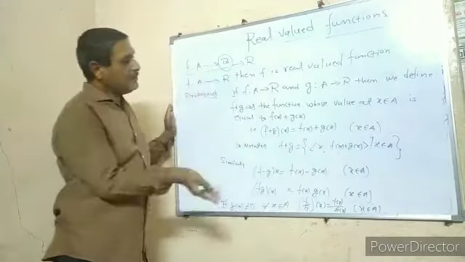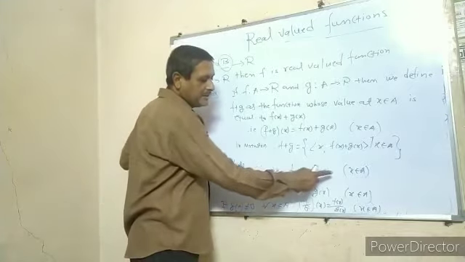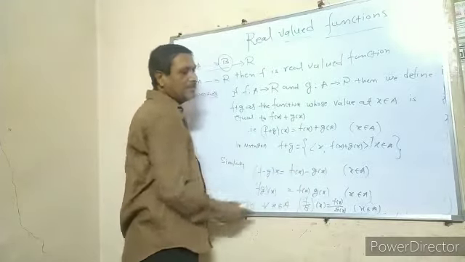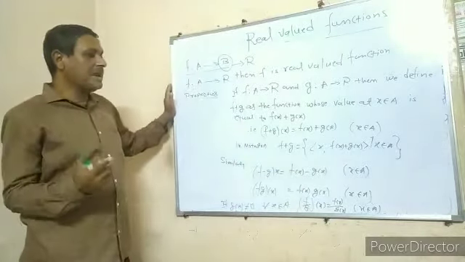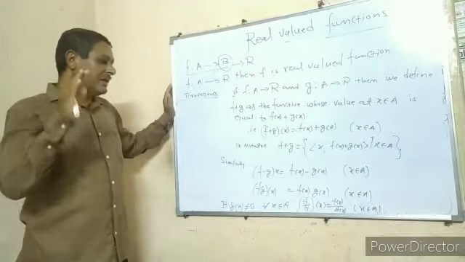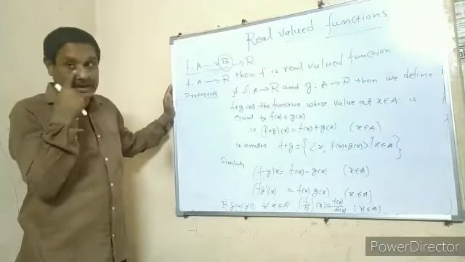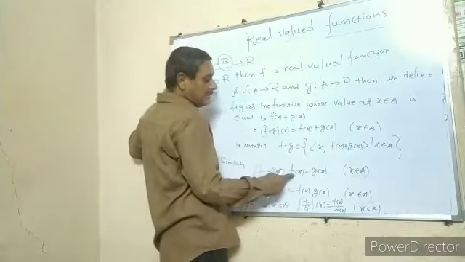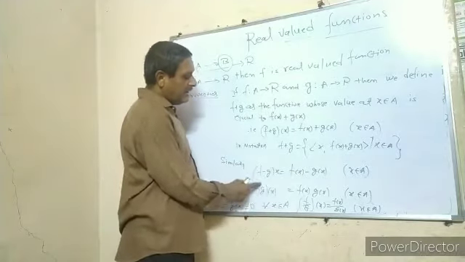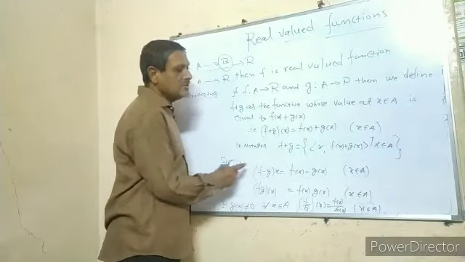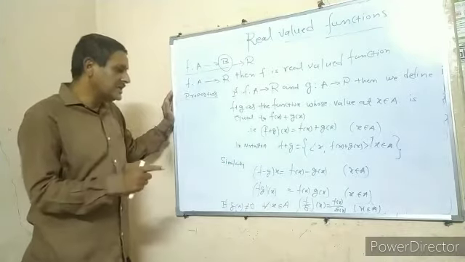The same property can be applied to subtraction also: f minus g can be defined as f of x minus g of x at x. These are two real numbers. We know that the subtraction or addition of two real numbers is again a real number. So this value is a real number, and we have defined that f minus g is also a real valued function.